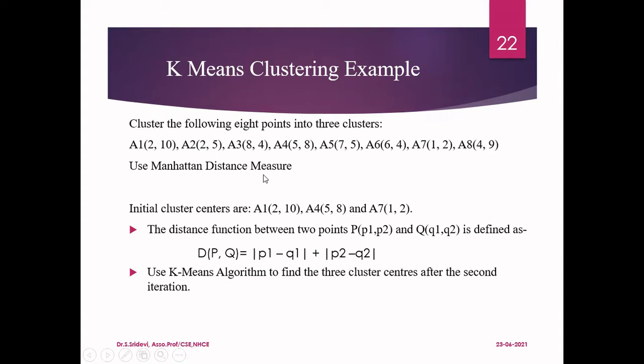Now what is our first step? First, we have to form initial clusters by selecting the centroids randomly. Totally I gave you 8 points. Out of the 8 points, you can select any 3 points as cluster centers. Why do I need to select 3 points? Because I need to form 3 clusters.